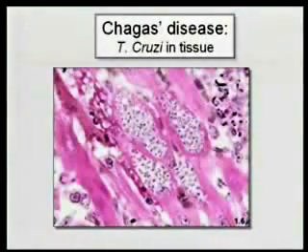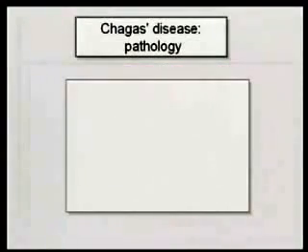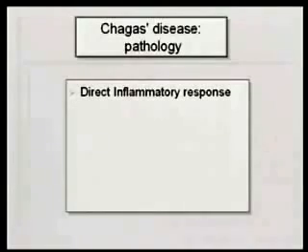If one looks at the tissues, one finds the organisms as pseudocysts. Remember I mentioned to you that the organism in the tissue forms a pseudocyst where the organisms exist like a leishmanial stage of the organism. Pathology is direct inflammatory response due to the presence of the organism. Another toxin has also been described, referred to as Chagas toxin, and its effect is actually somewhat like lipopolysaccharide.